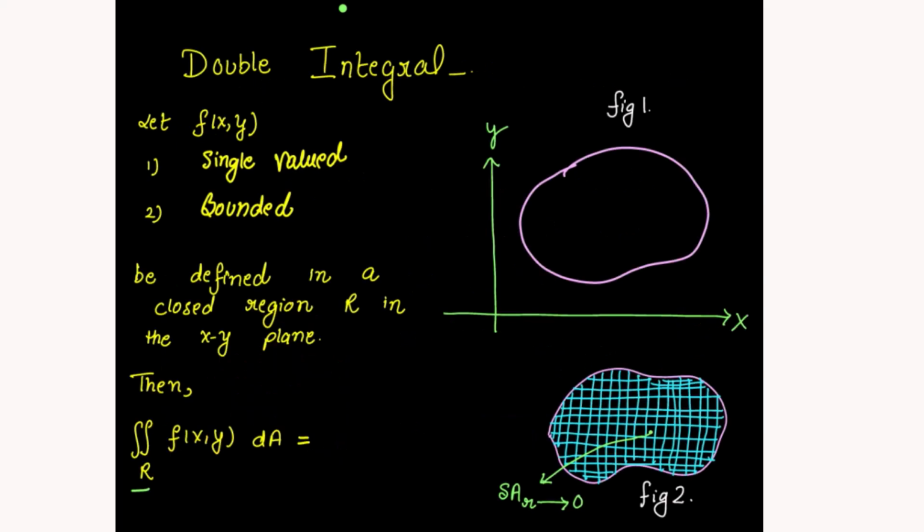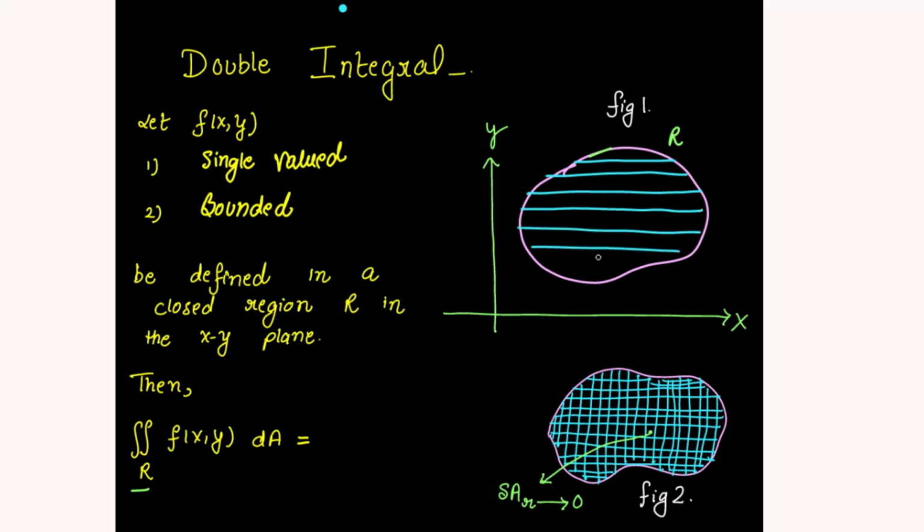Fine? Okay, now is the double integral. Double integral is its counterpart in two dimensions. Let f(x,y) be, now here I have a function f with two independent variables x and y, and let this function be single valued and bounded. Please look at the figure over here. Let f(x,y) be defined in this closed region R in the xy plane, and let me divide this region into a number of rectangles by making lines parallel to the x-axis and lines parallel to the y-axis.